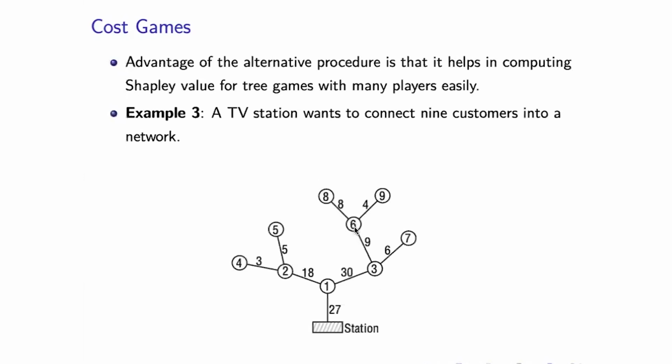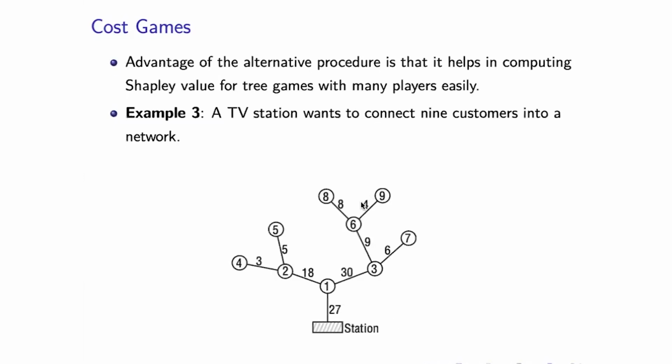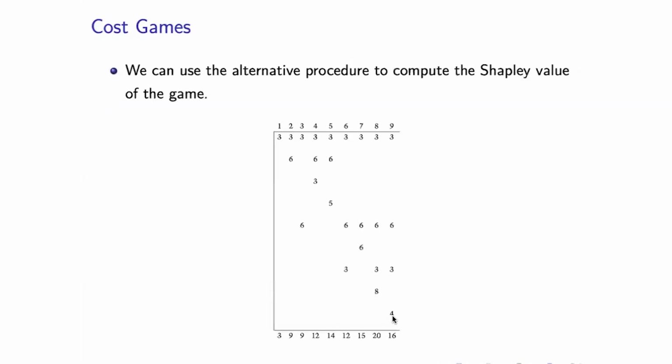And similarly, the arc from 6 to 8 costs 8. So we should put that 8 against node 8. And between 6 and 9, we have something that costs 4. And so we should put in this 4 here. And this is how we get these different numbers. Then all we need to do is add up. So for example, player 1's total cost should be 3. Player 2 should be paying 9. Player 3 should be paying 9 as well. And 4 should be paying 3 plus 6 plus 3. So that's 12 and so on, right?